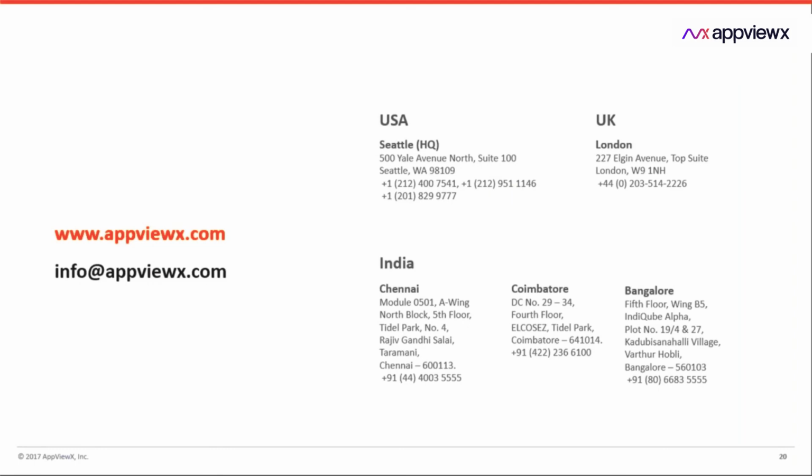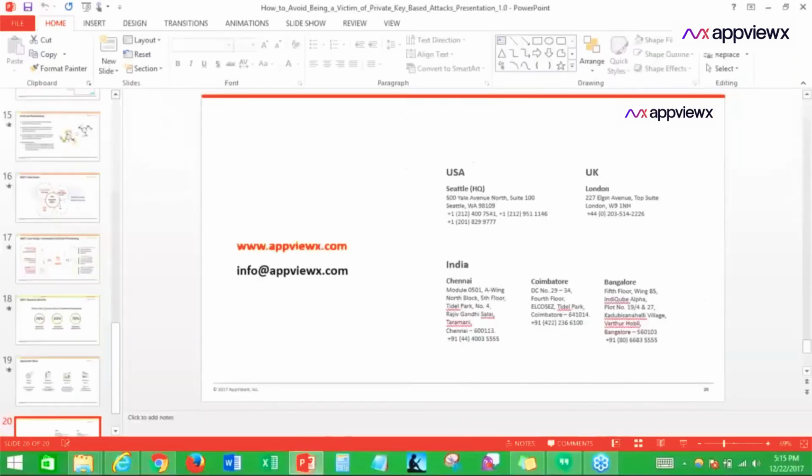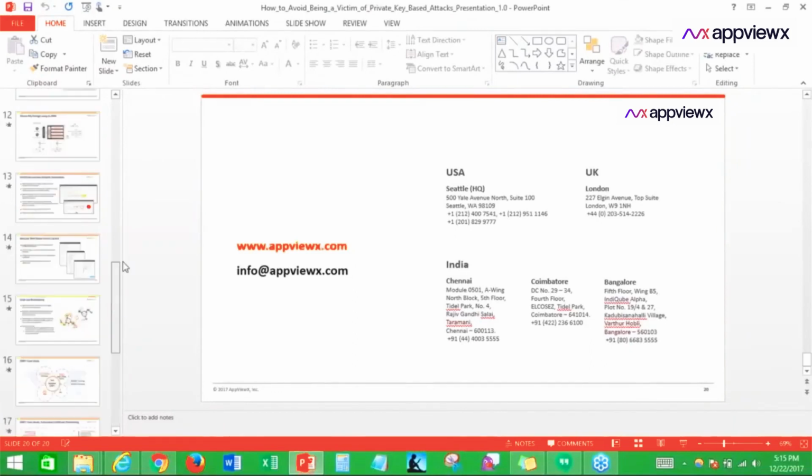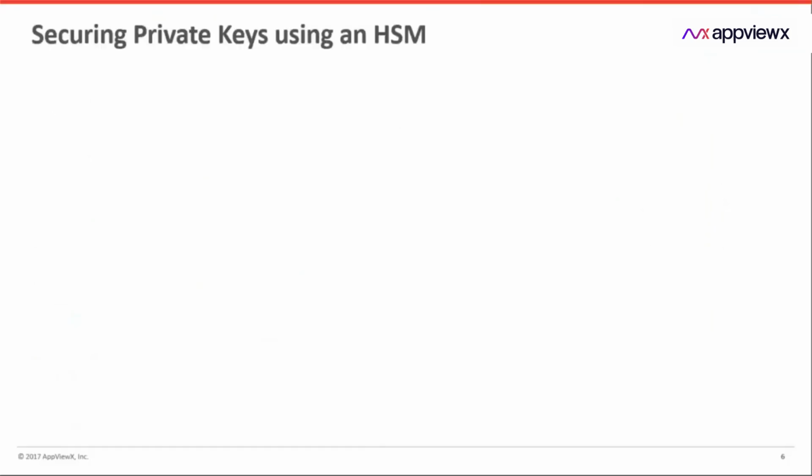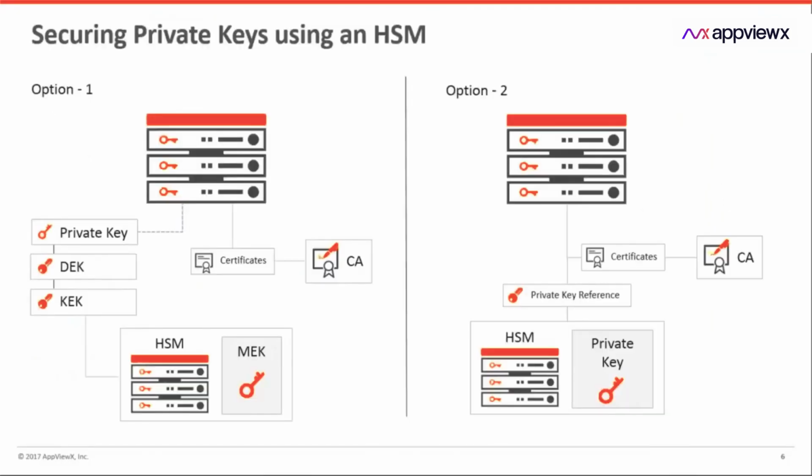We have a question here. How do you choose between the two approaches to HSM implementation? Okay, it's a good question. For the benefit of everyone, let me quickly move to the slide that talks about the two approaches. So, in approach 1, the private key resides inside AppViewX, and in approach 2, the private key resides inside the hardware security module. So, how do you choose between the two?